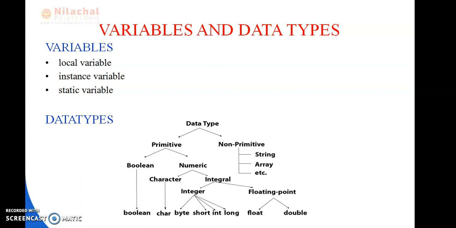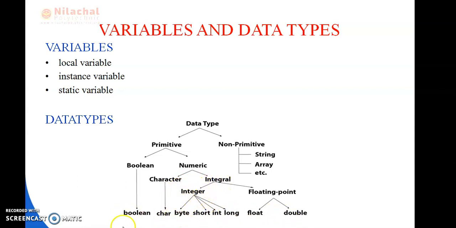Then comes the data types. What are data types? The type of data assigned to a variable is known as its data type. The data types specify the different sizes and values that can be stored in a variable. There are two types of data types, as you can see in the picture: primitive and non-primitive. Primitive data types are divided into Boolean and numeric. Numeric is again divided into integral and character. Integral is divided into byte, short, int, long, and character is char.